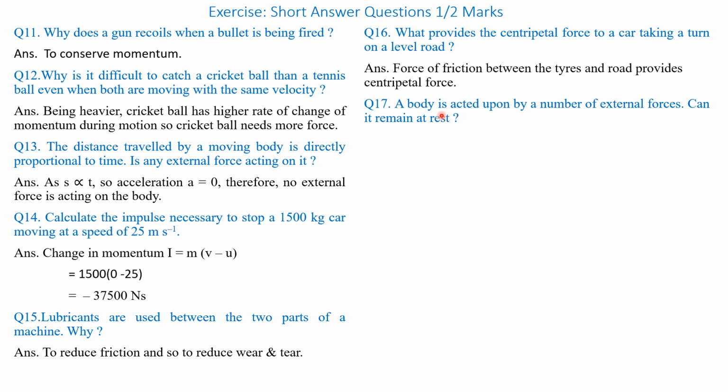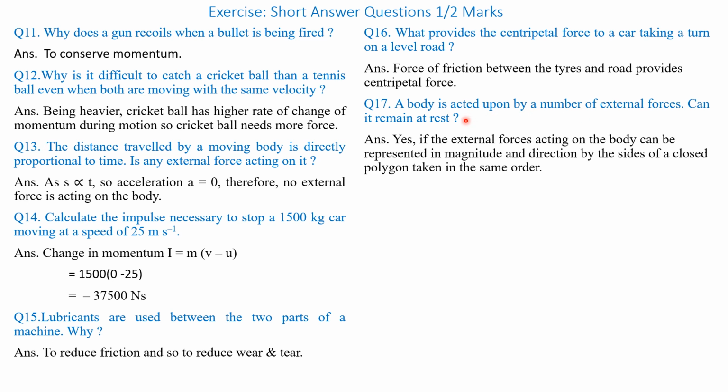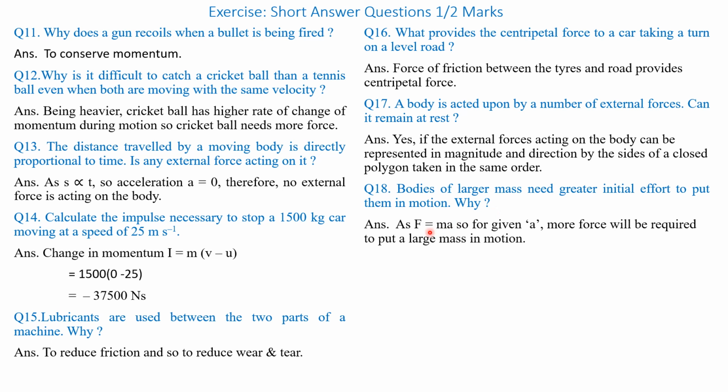Question 17. A body is acted upon by a number of external forces. Can it remain at rest? Answer is yes. If the external forces acting on the body can be represented in magnitude and direction by the sides of a closed polygon taken in the same order. Question 18. Bodies of larger mass need greater initial effort to put them in motion. Why? Answer is, as F is equal to ma, so for a given value of a, more force will be required to put a larger mass in motion.